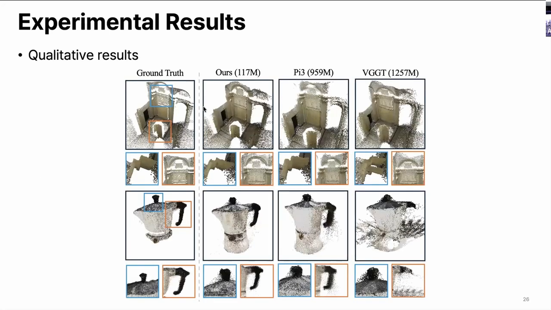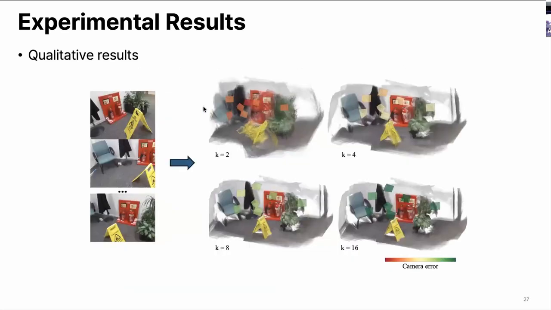And this is the qualitative result. Compared with the larger baselines, the reconstructed object and the scene with Déjà look more clean and complete. And this slide shows how the output changes as the recursion step k increases. More iterations lead to more complete and more stable reconstruction.